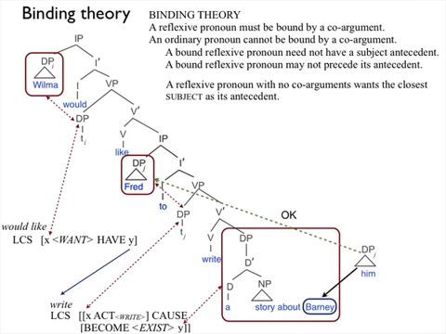Would like Fred to write a story about him. It seems like it's okay, right? That's what we predict, right? Him and himself. So we're looking at cases where it's him and himself. The reflexive and ordinary pronoun aren't really in complementary distribution. They can both go in the same slot.